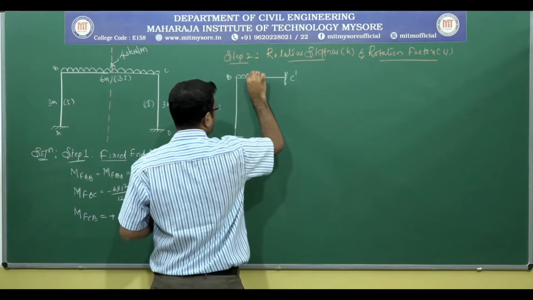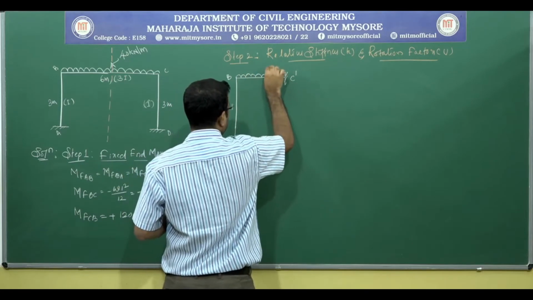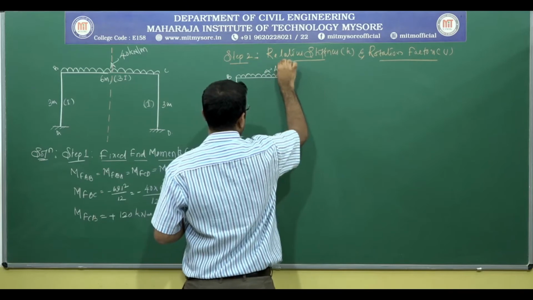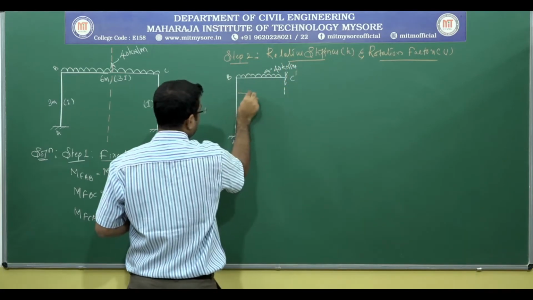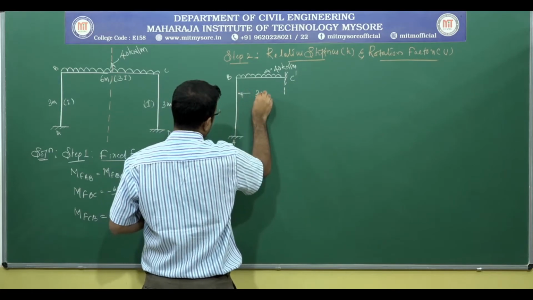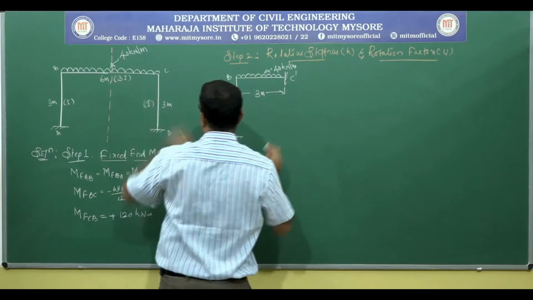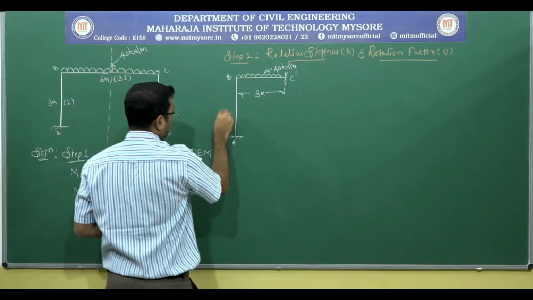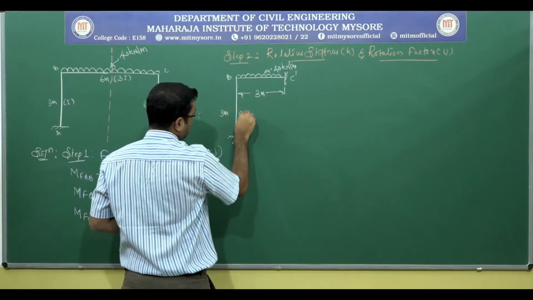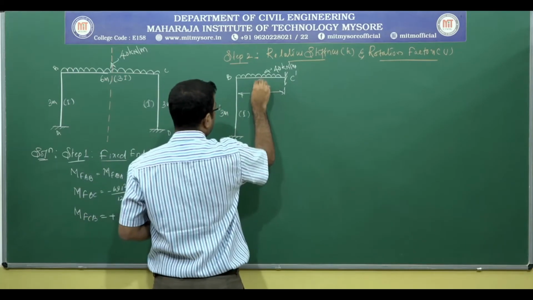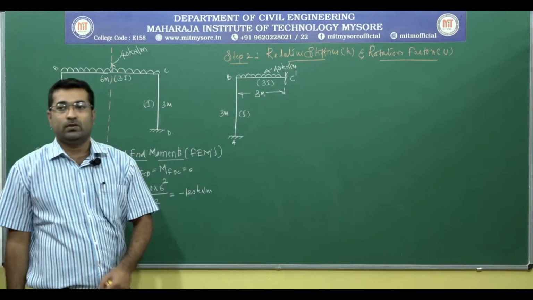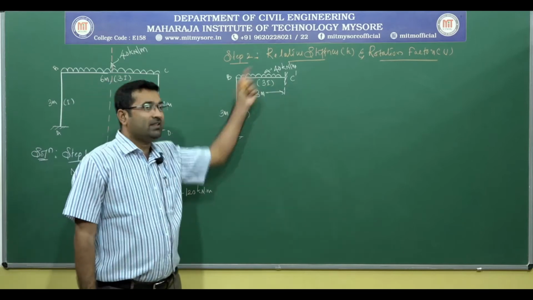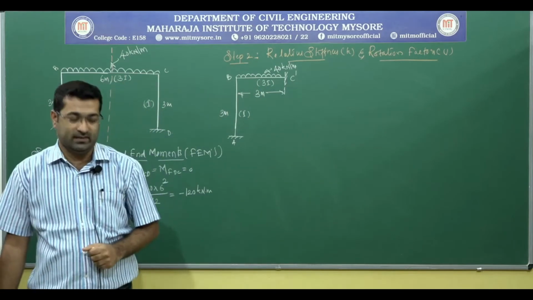Let us say there is a UDL acting on it, and its magnitude is 40 kilonewtons per meter. This distance is 3 meter. As the total distance is 6 meter, I am using only the half part, 3 meter. The I value here is 3I. So now I am using only this part for the analysis.